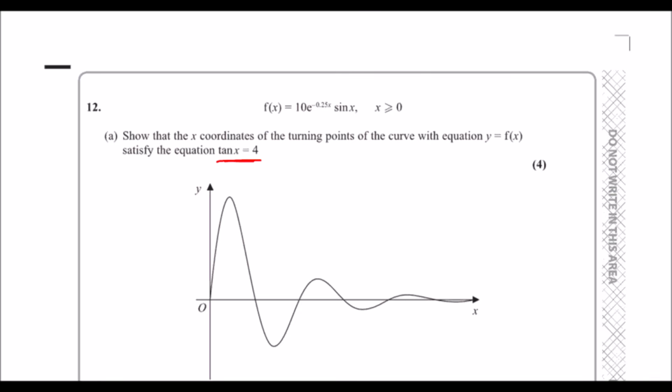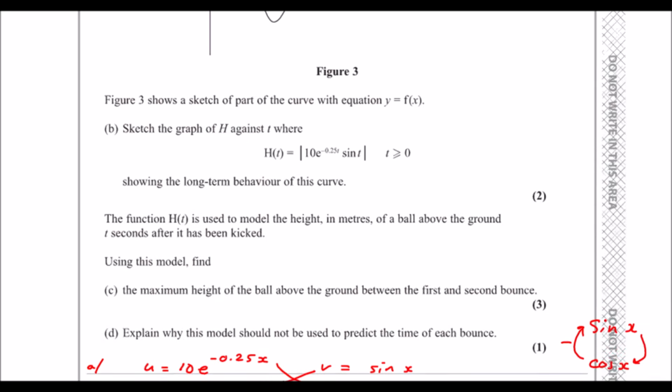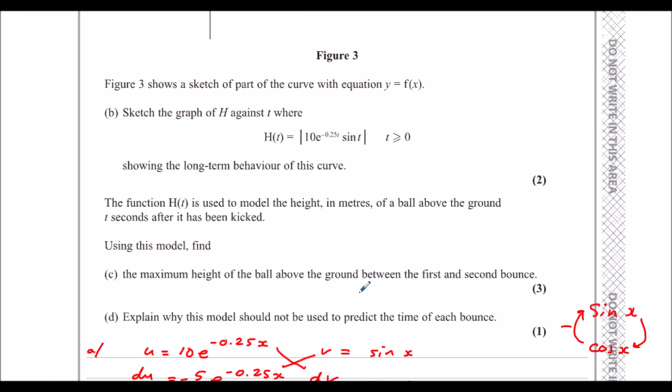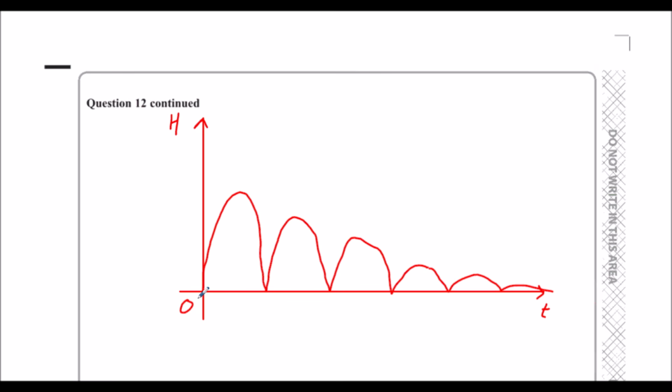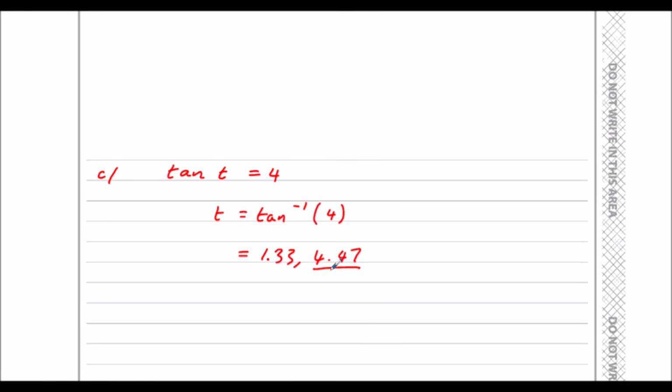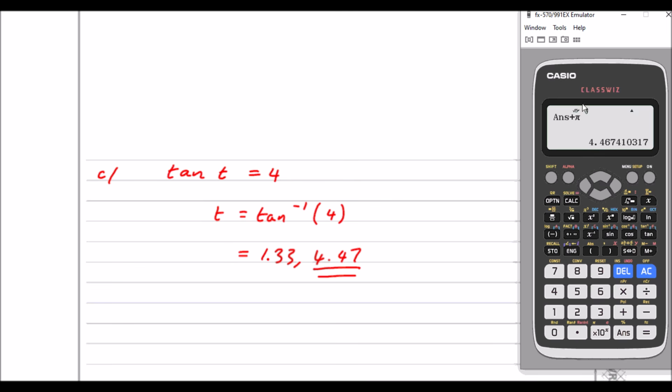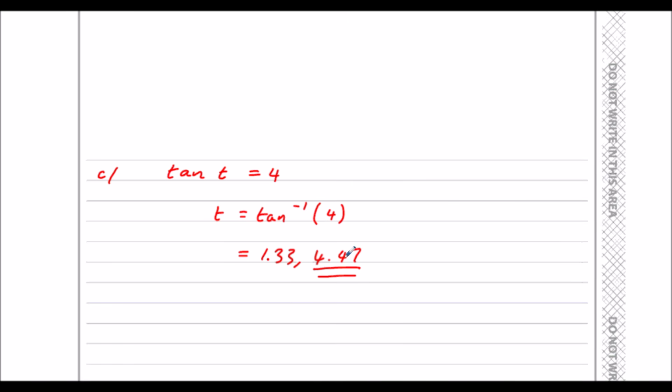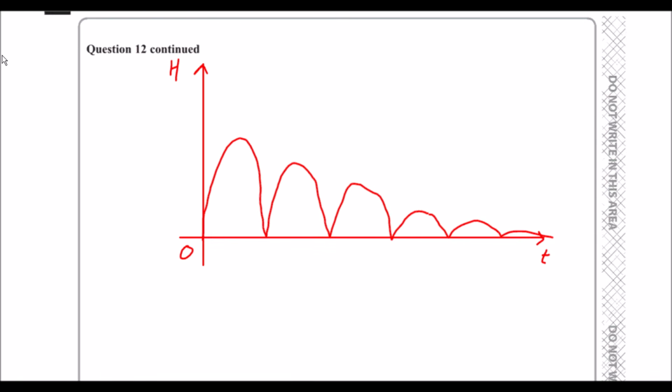And so we wanted the maximum height of the ball between the first and second bounce. So that's where it kicked in the air. That's the first bounce. That's the second bounce. So we want the second answer. So there's our 4.47. So t is 4.47. So I'm going to store that as a 4.47. That's our t value. We need to substitute it in to find h.